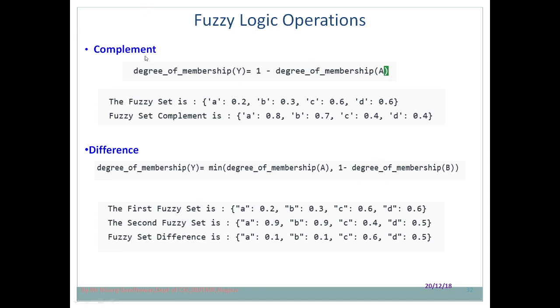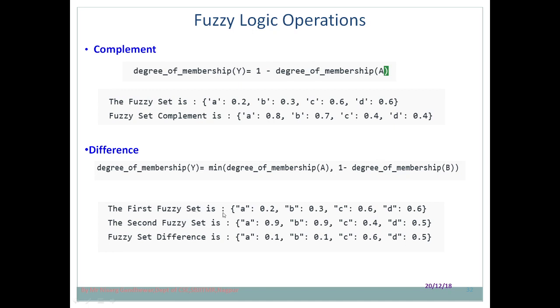So here what you need to remember, in case of a complement, you need to subtract each and every element of a given fuzzy set from 1, so that you will get the complement of a fuzzy set. Next operation is a difference operation. In case of a difference operation, what is the formula for this? Degree of membership of y equals minimum of degree of membership of A, comma, 1 minus degree of membership of B. Now let's illustrate this with an example.